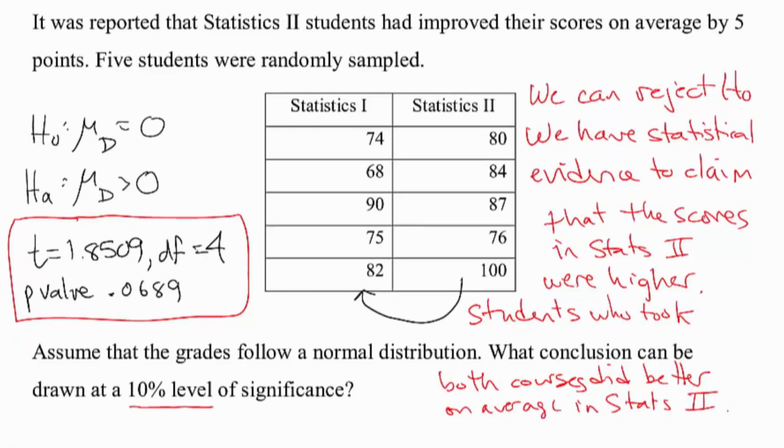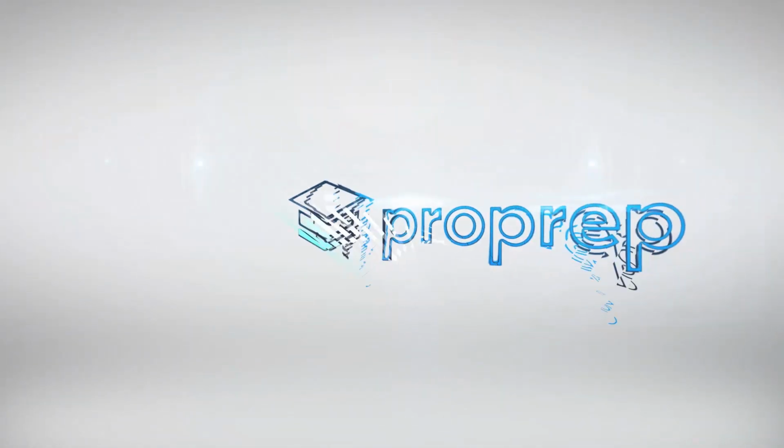So we are rejecting the null hypothesis and accepting the alternative hypothesis that the average difference is greater than 0, meaning that the scores in Stats 2 are higher than the scores in Stats 1 for each student. Students who took both courses did better on average in Stats 2 at a 10% level of significance. That's it. Ta-da, we're done.